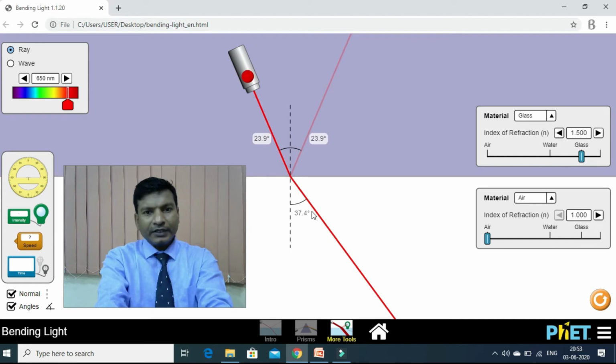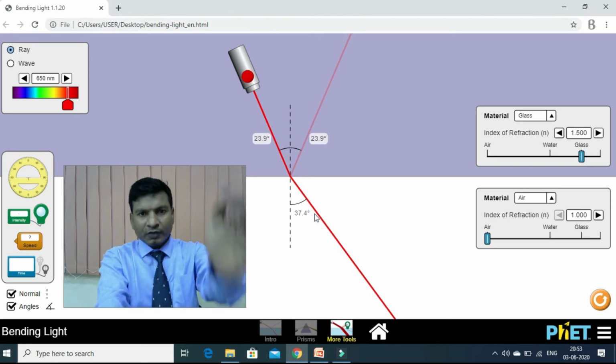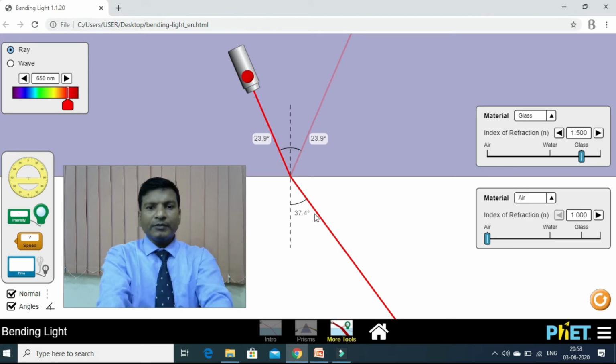Now why? Because the ray of light is bending away from the normal. This is the incident ray. If there were no interface, if the ray were supposed to go straight, then the ray would move along this direction. This is supposed to be the direction of the incident ray, but it is not moving along this direction. Rather, it is going away from the normal. This is the normal. So therefore, when the ray of light moves from denser to the rarer medium, it moves away from the normal.